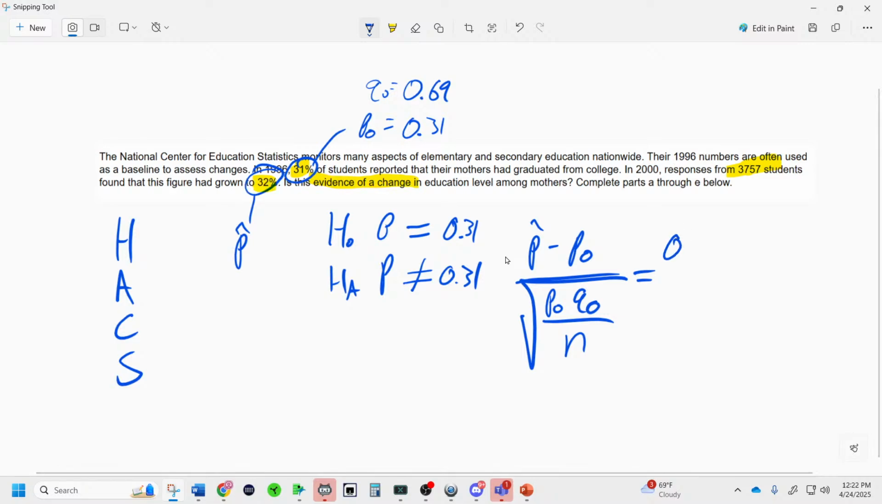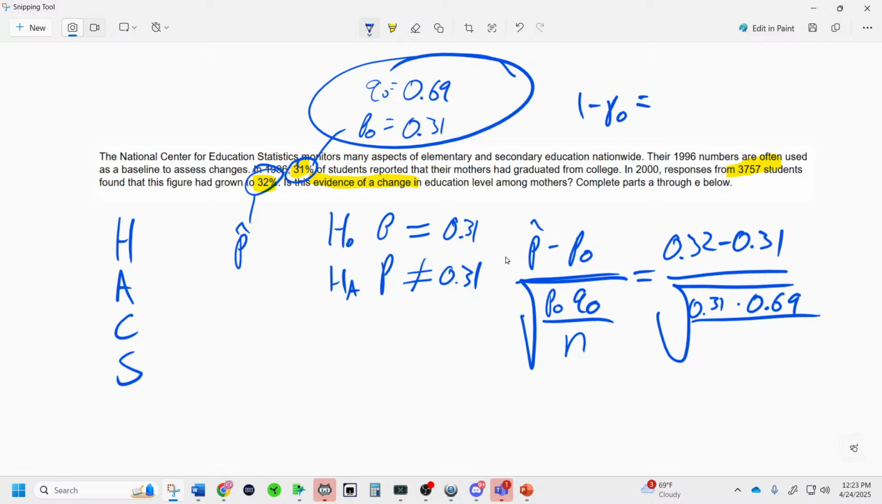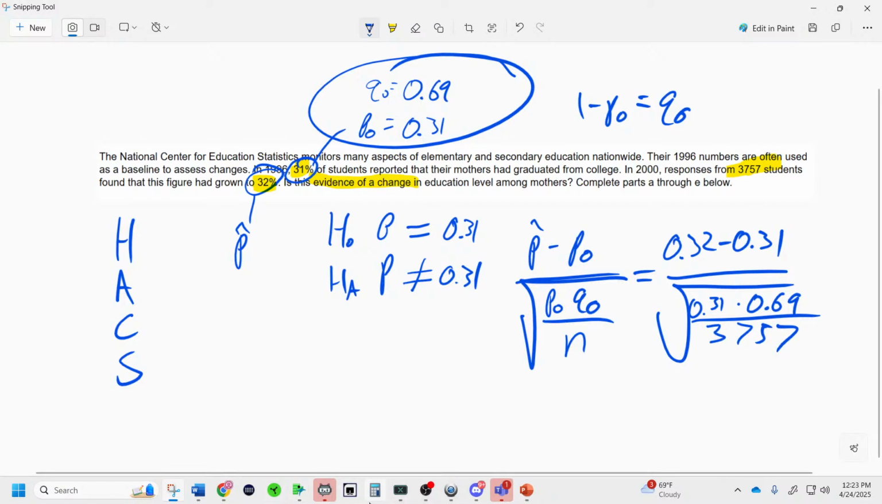And so it's going to be 0.32, 0.31, square root, yes, that's right, 0.31 times 0.69. That's the complement. P0 and Q0 are complements of each other. They add up to 1. 1 minus P0 equals Q0. And then the sample size 3757. That's the standard deviation on the bottom.